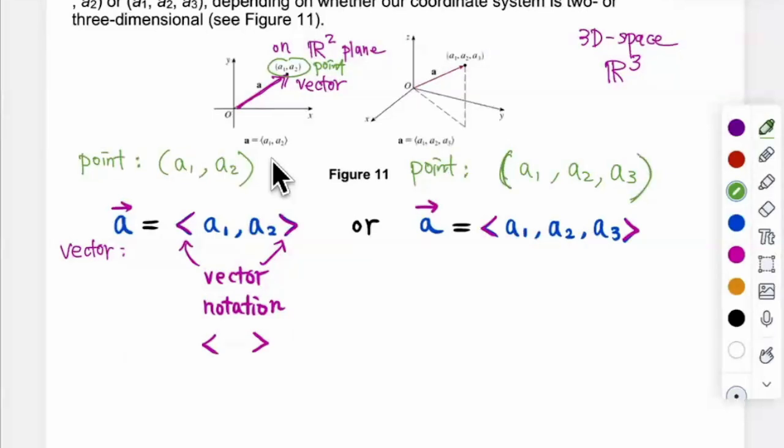And what if you want to indicate a vector? It goes from the origin and points to this point. That will be a vector. All you have to do is replace the parentheses here by angle brackets. So that's a vector: parentheses for a point, angle brackets for a vector.